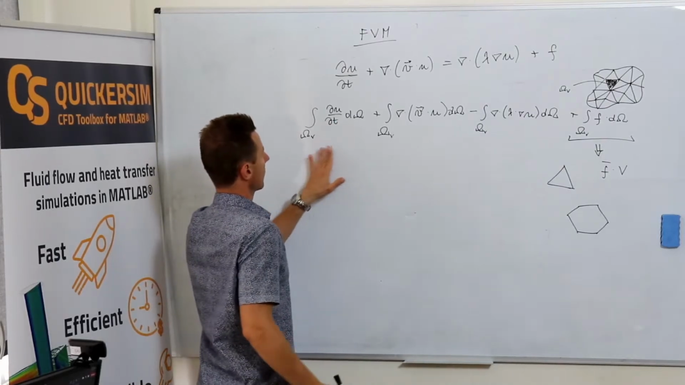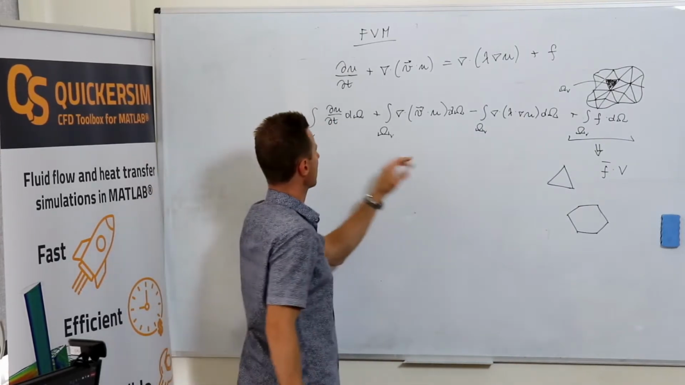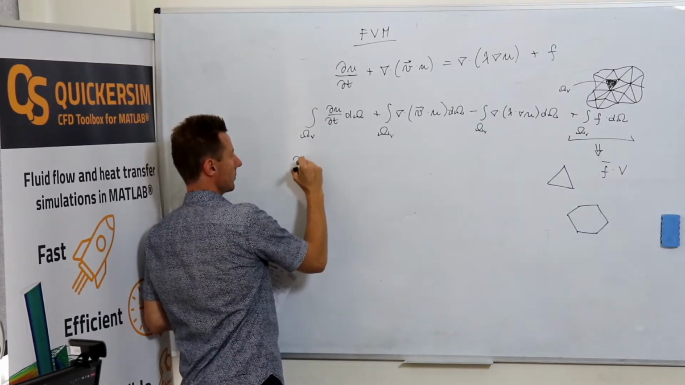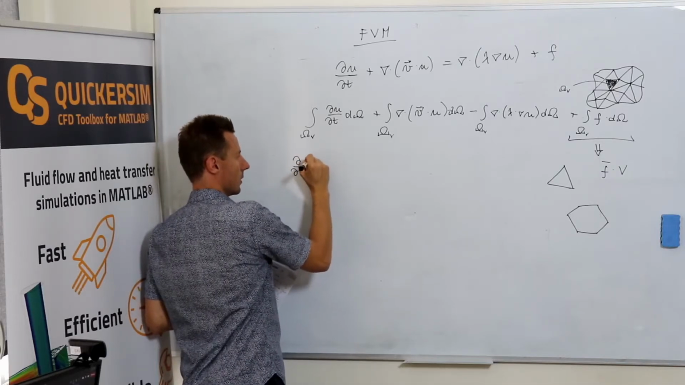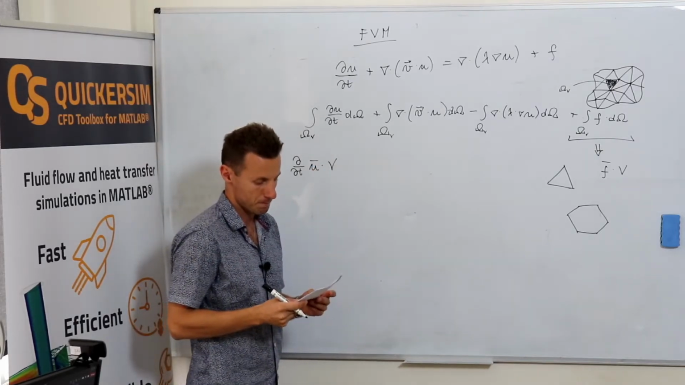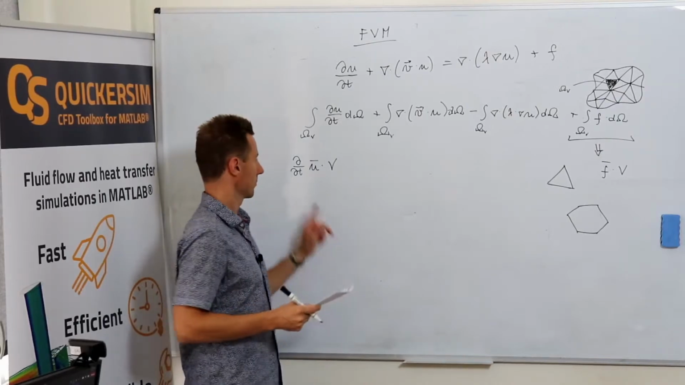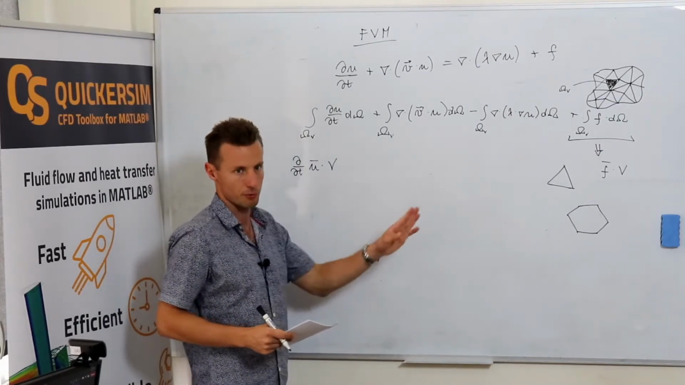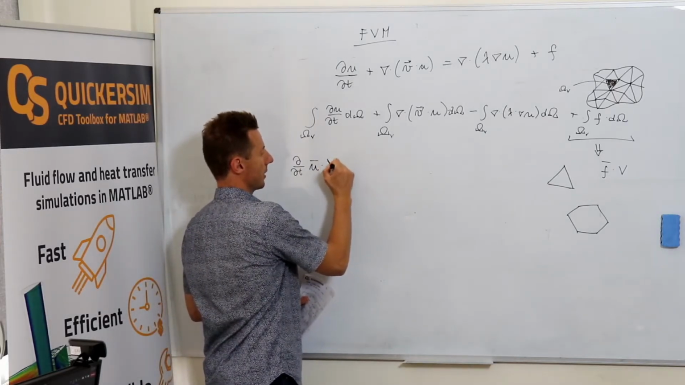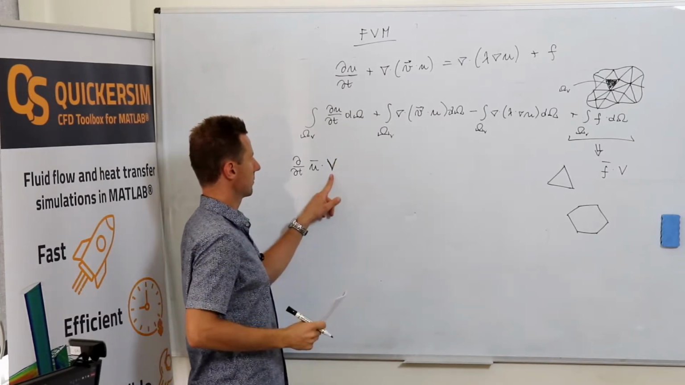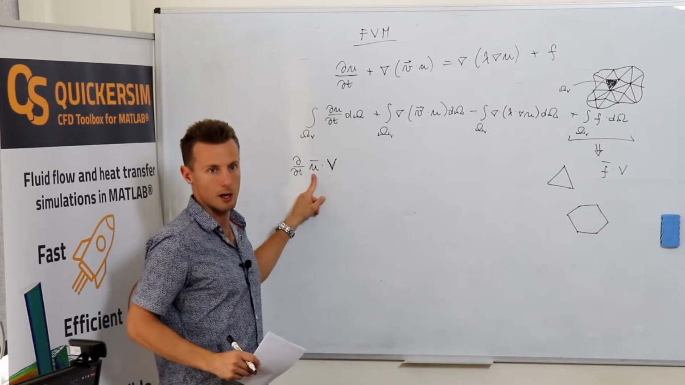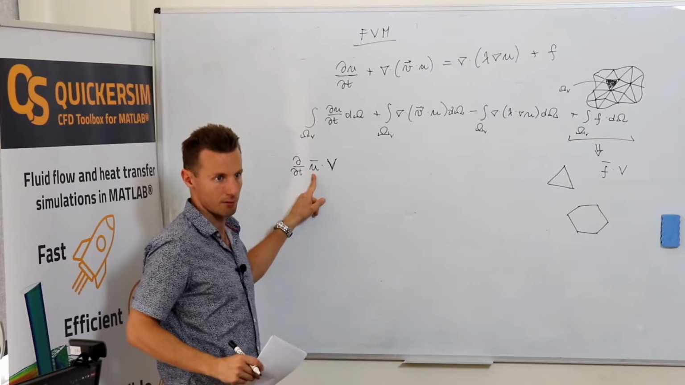So if we apply this assumption to the first term, we end up with d/dt of u average times V. If we've got a constant mesh, and let's assume for a minute that the mesh doesn't move, then obviously the volume is all the time the same. The only thing that can change is the value of u inside the finite volume.